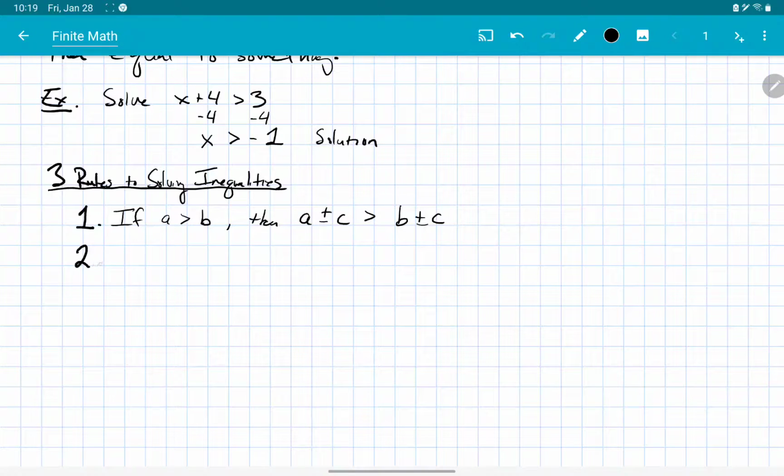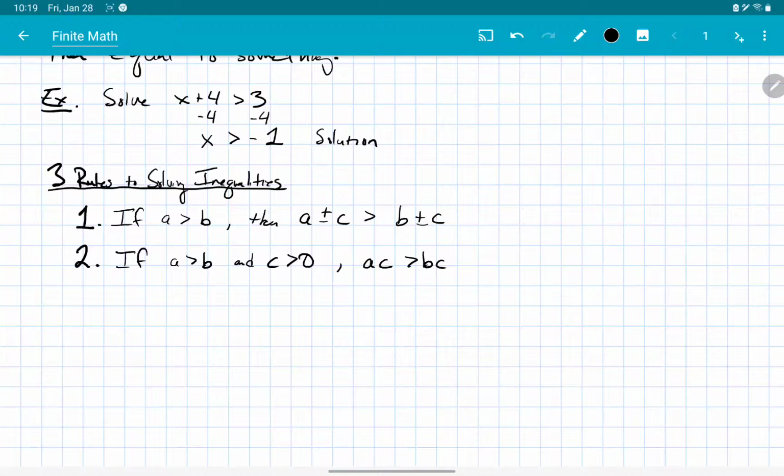The second rule is if A is bigger than B and C is larger than 0, then A times C is bigger than B times C. If you start with one number that is bigger than another and you multiply both of them by the same positive number, then the product of the larger number is bigger than the product of the smaller number with that new number C. And that's similar to the rule with solving equalities, that you can multiply both sides by a number.